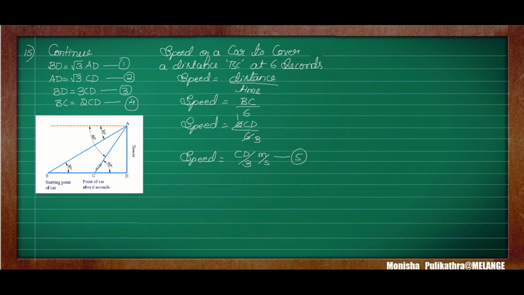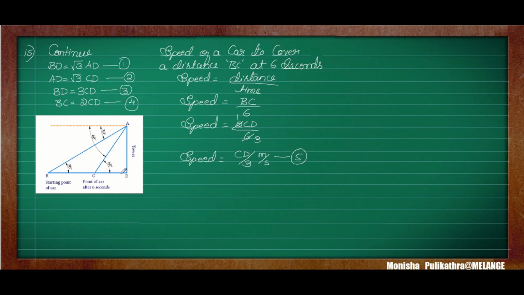So first we had to find out the speed of the car to cover this distance. Next we have to find out, at this speed, the car moving from C to D position, the time taken by the car. Here the time taken by the car is 6 seconds. But we didn't know the speed. So now we have found out the value: CD by 3 is the speed.